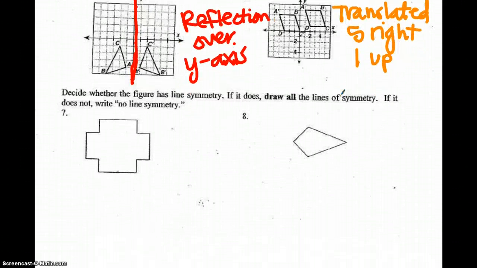Number 7, decide whether the figure has line symmetry. If it does, draw all the lines of symmetry. If it does not, it's asymmetrical.